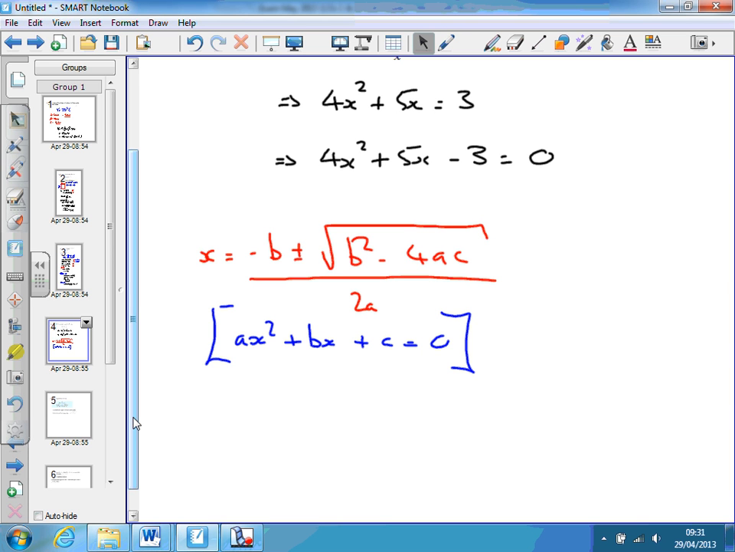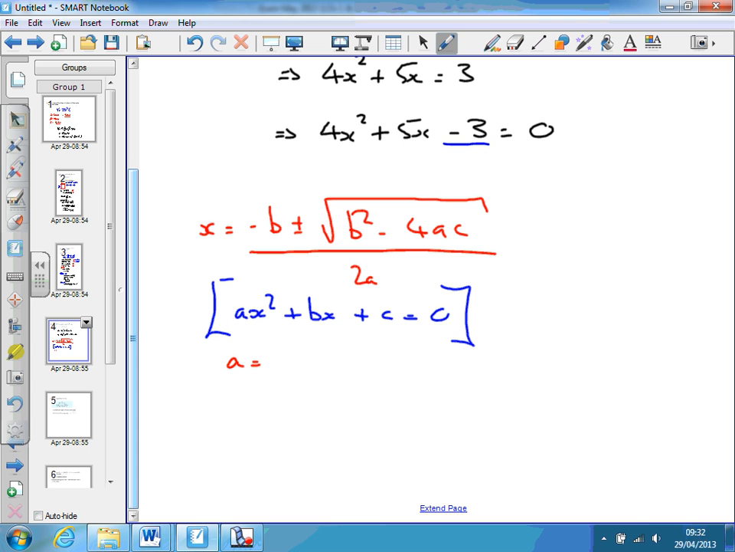So a, in other words, is the number in front of x squared, so a is 4. b is the number in front of x, so b is 5. And c is the number on its own, so c is minus 3. Don't forget the negative. So write down what a, b and c are: a equals 4, b equals 5, and c equals minus 3. And then plug them into that quadratic formula.